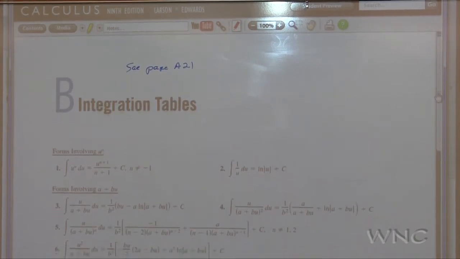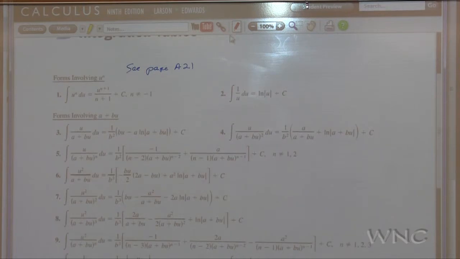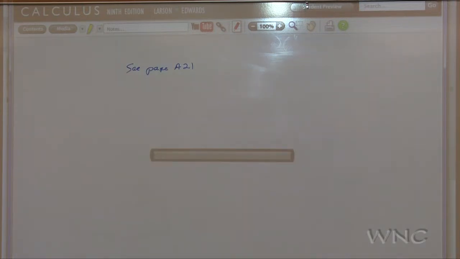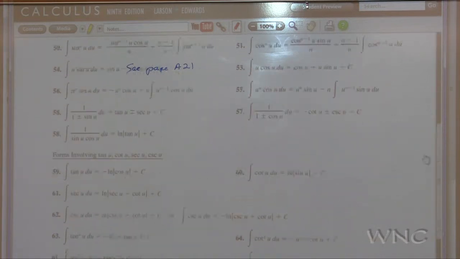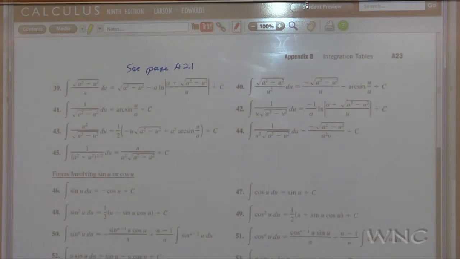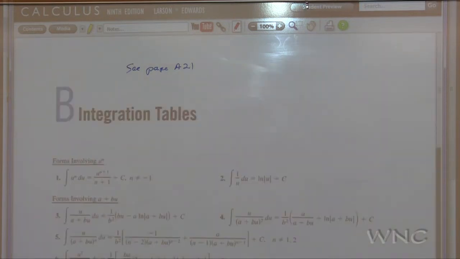And this is the one that's on WebAssign. Here, turning pages, and so on. So you can look at those. But the point is, we want to look at this and determine which would be the appropriate formula for what we're doing. Let me go back to our problem.